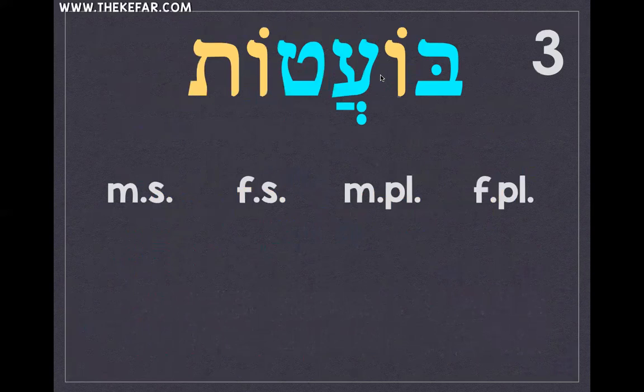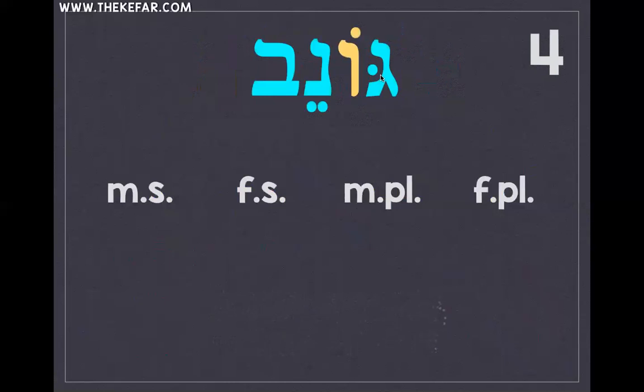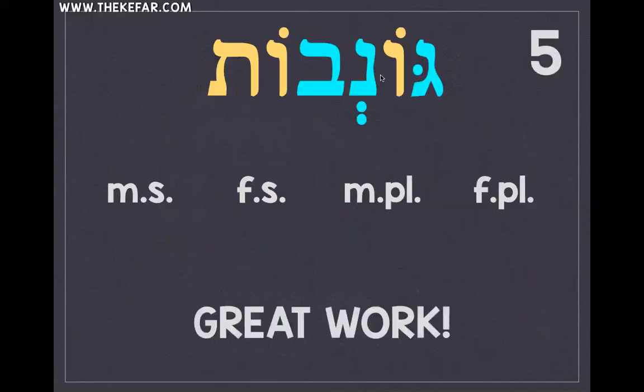Okay, and so just like im is 100% of the time, without exception, a masculine plural verb, ot, 100% of the time, without exception, is a feminine plural verb. Okay, so bo'atot is in the feminine plural form. Number 4 is gonev. And o-e is our masculine singular sound pattern, okay, for both our regular verbs and our aha verbs. So gonev is masculine singular. Number 5, gonvot.